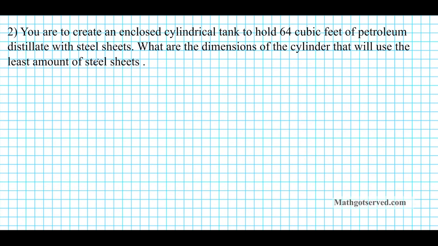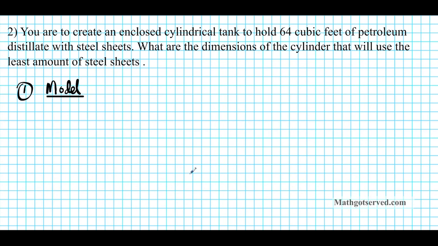Number 2 says you're to create an enclosed cylindrical tank to hold 64 cubic feet of petroleum distillate with steel sheets. What are the dimensions of the cylinder that will use the least amount of steel sheets? All right, so for step 1, we are going to create a mathematical model of the situation.